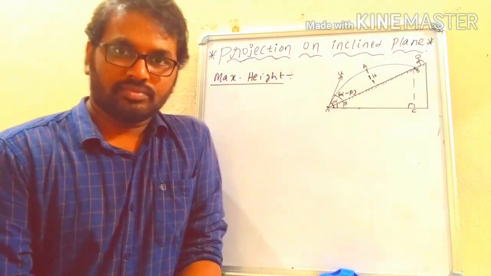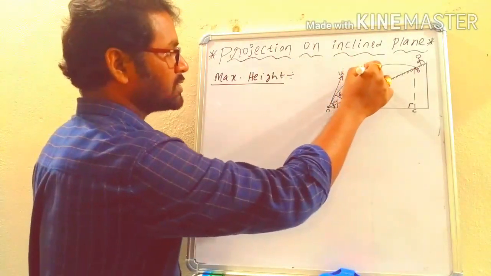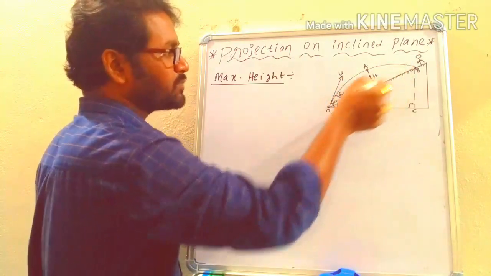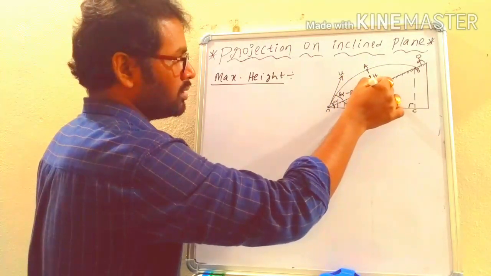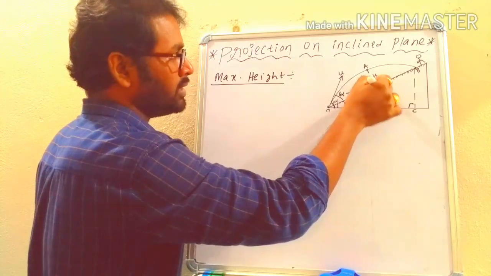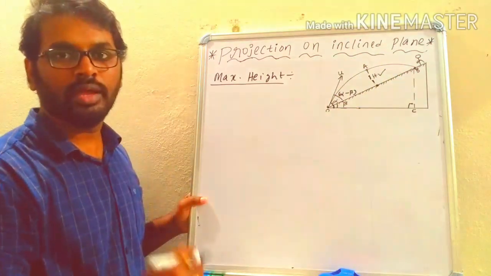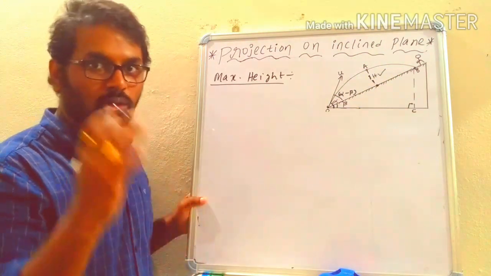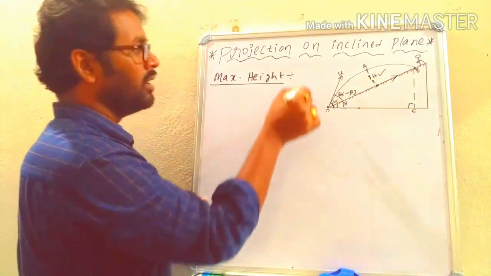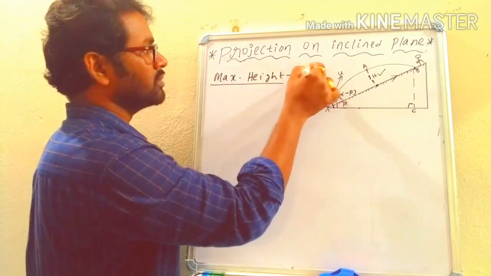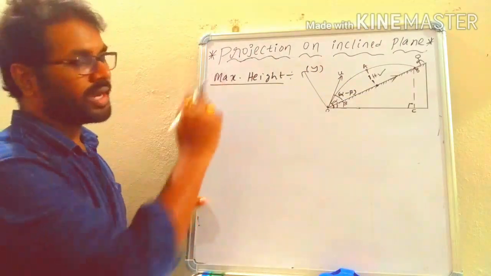Finding the maximum height. When the projectile goes from O to A, this point comes as the maximum point with respect to the inclined plane. The distance from the point on the inclined plane to the point A is called the maximum height, and we need to find that. So here also we consider the x and y axes: the x-axis along the inclined plane and the y-axis perpendicular to the inclined plane. By resolving u again along the x-axis and y-axis, you will get the maximum height result.